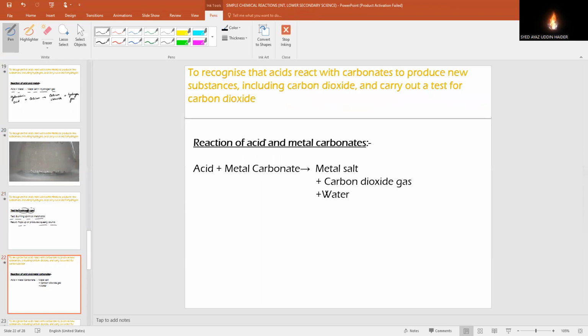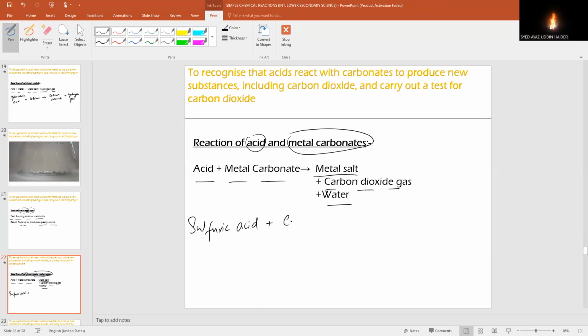Let's talk about the reaction of acid with metal carbonates. Whenever you react acid with metal carbonates, you will get three products: metal salt, plus carbon dioxide gas and water. For example, if you're reacting sulfuric acid with calcium carbonate, you will get metal salt, which is calcium sulfate in this case, along with carbon dioxide gas and water.